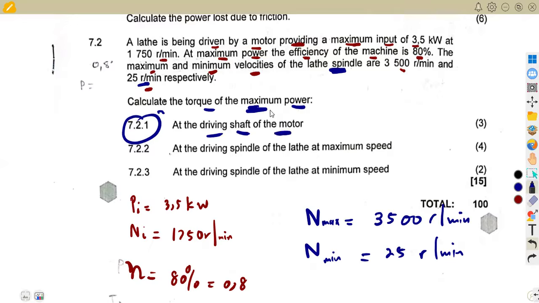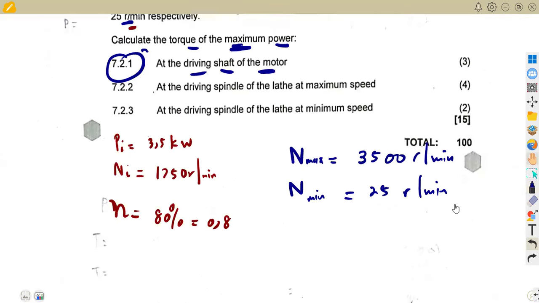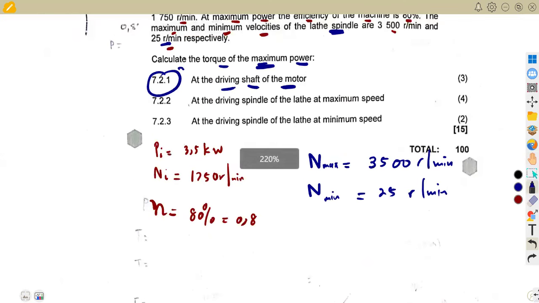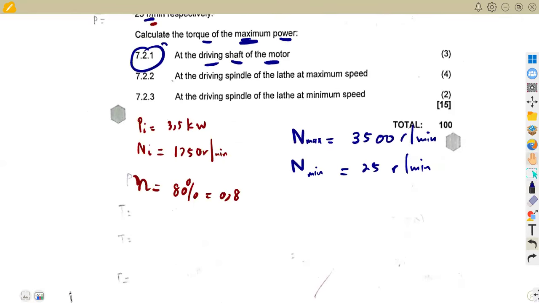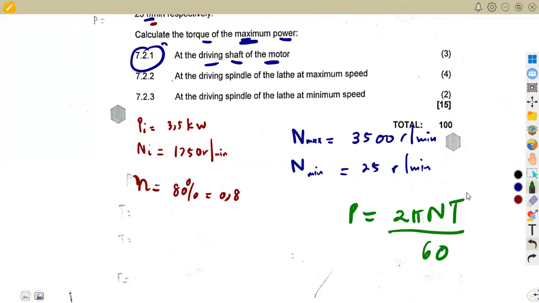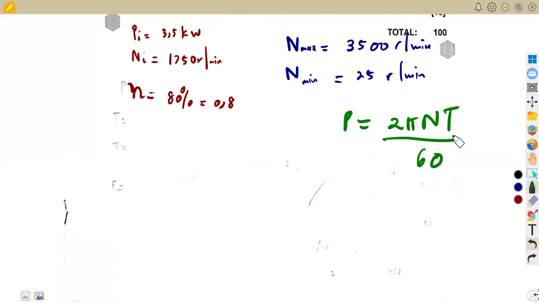I told you guys when we did this type of question, at the driving shaft we are talking about input conditions. What we want is to calculate the torque. In the first case, there's no need for us to use the efficiency. We just need the formula for this torque. But where do we take it from? Remember, power was equal to 2 pi nT over 60, where T is torque. And this is the one that we want, so let us make it the subject.